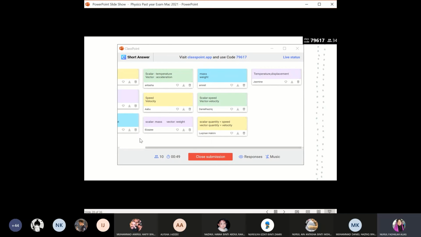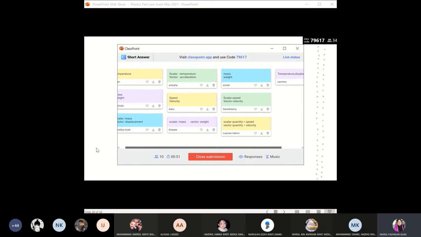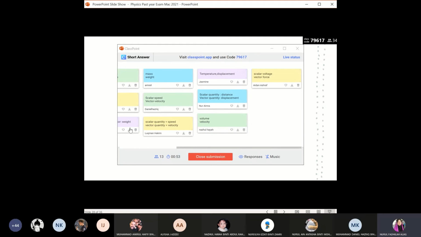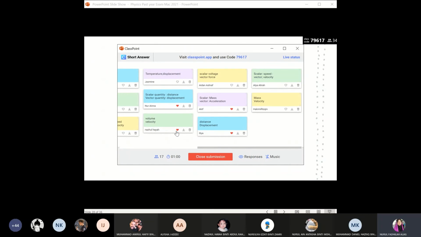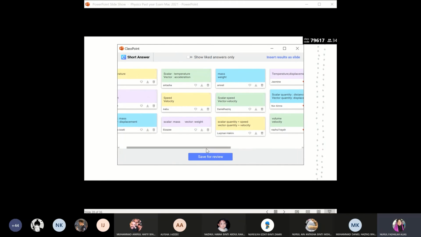Alright, kita tengok lagi. Okay, skala. Okay, betul lah ni semua skala mass. Okay, volume velocity. Okay, betul. Okay, so semua orang dah nampak beza. Tapi awak kena bagi jawapan yang selain daripada what is given in the question. Okay, good. Okay, next.